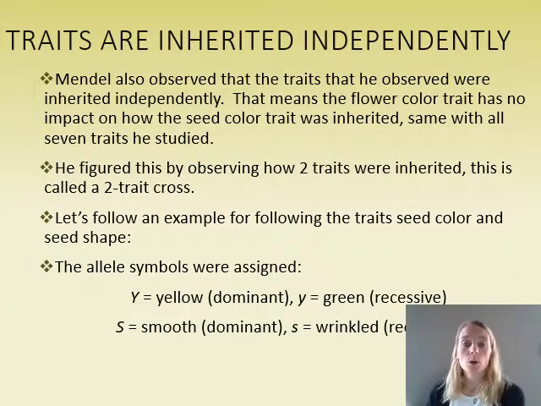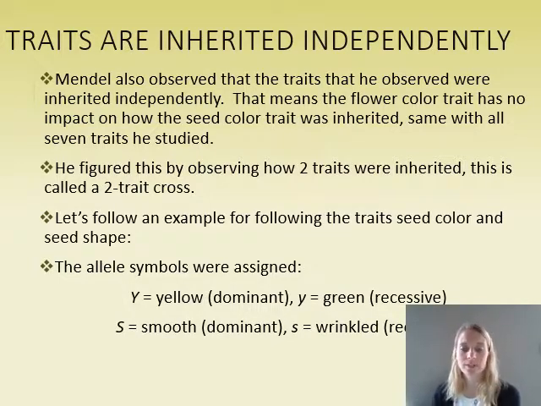Okay, moving on. Mendel was looking at those 7 traits, and he also observed that these traits are what's called inherited independently. What that means is, as flower color is inherited, it has no play on whether seed color or height or flower position or pod color or seed shape. Everything was independently inherited. There were no connections, like purple plants always having yellow seeds. They were independent.